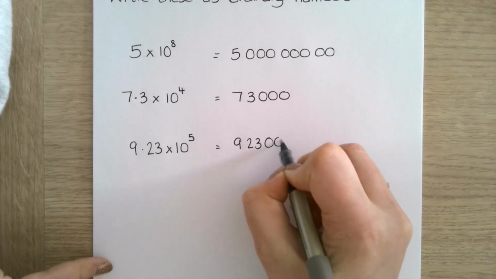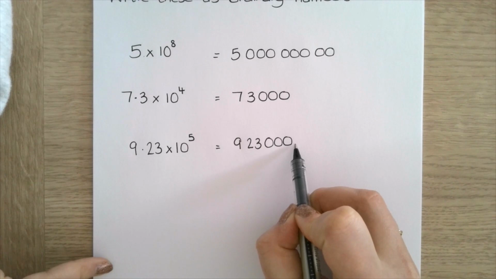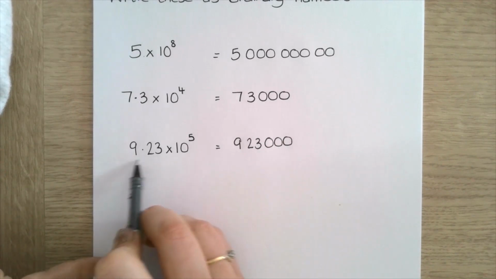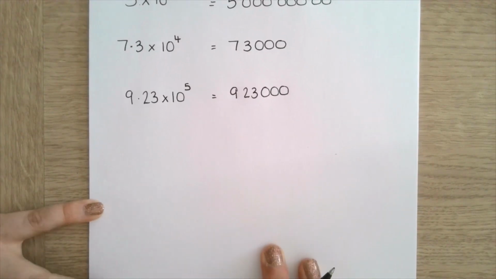923 with 3 zeros. Let's check it. My decimal point is here: 1, 2, 3, 4, 5. That is where my decimal point is in my standard form.